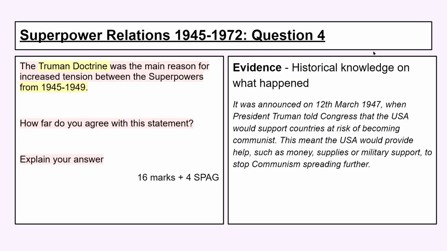I now need to talk about what the Truman Doctrine was, bit of historical knowledge. It was announced on the 12th of March 1947. If you don't remember the precise date, that's fine, you can just put 1947. When President Truman told Congress the USA would support countries at risk of becoming communist. This meant the USA would provide help such as money, supplies, or military support to stop communism spreading further.